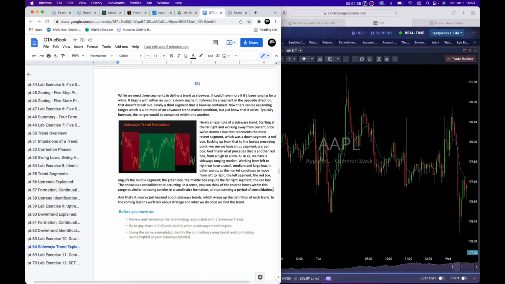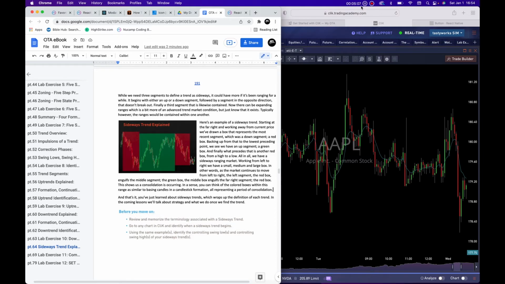In a sense, you can think of the colored boxes within this range as similar to basing candles in a candlestick formation. And basically, it is all representing a period of consolidation. And that's pretty much it. You've learned about sideways trends, which wraps up the definition of each trend. In the coming lessons, we'll talk about strategy and what we do once we have identified the trend.